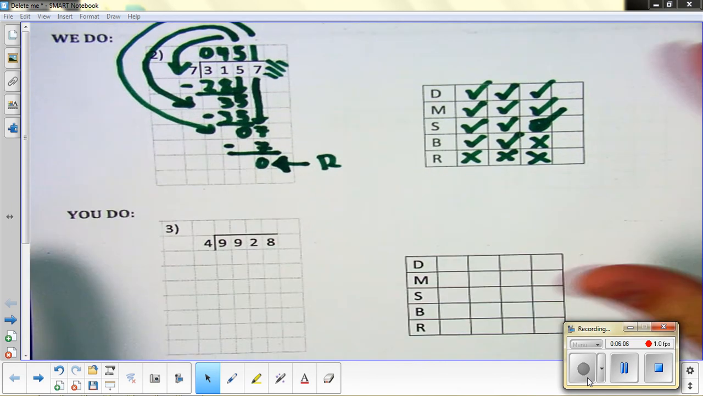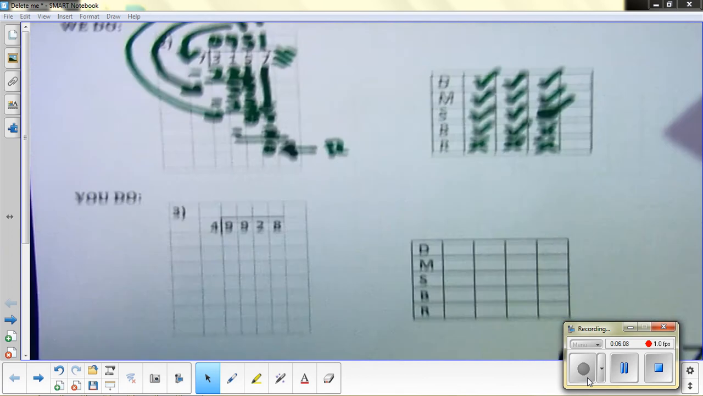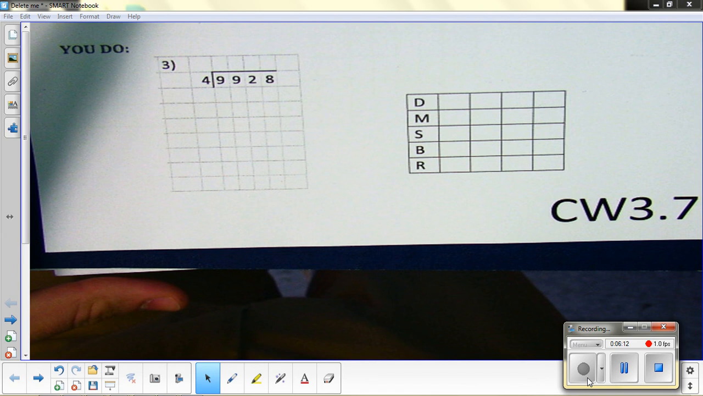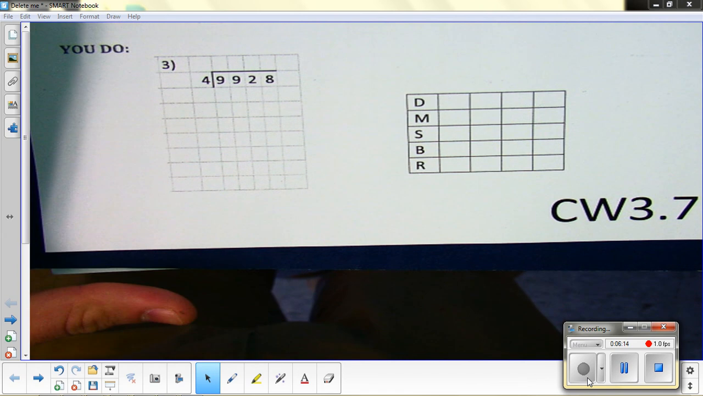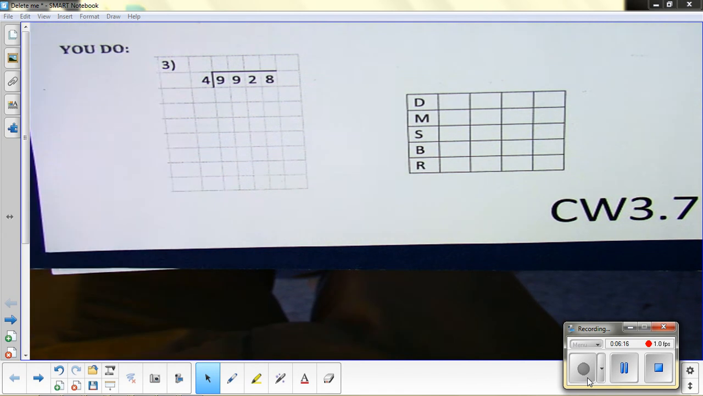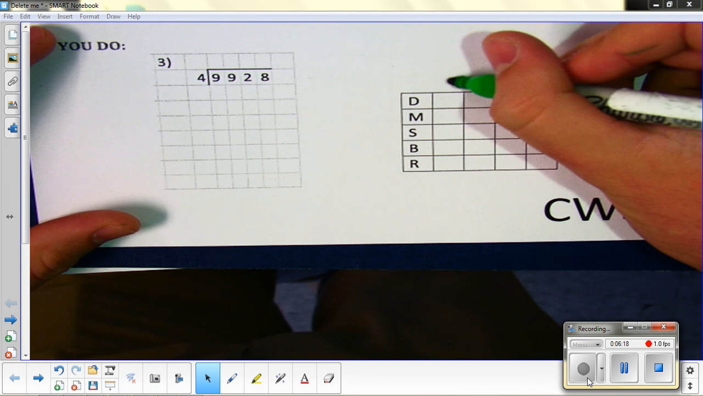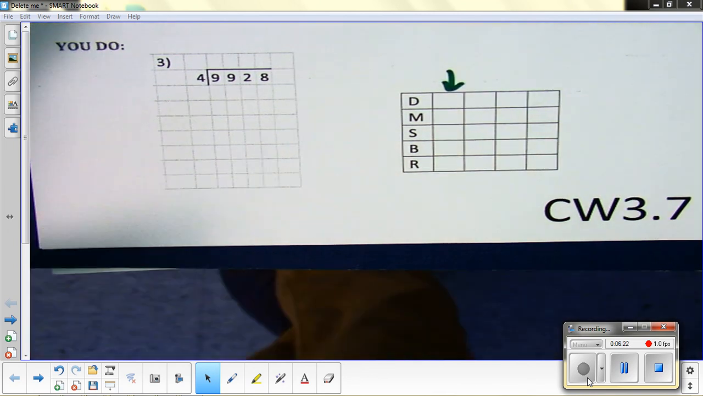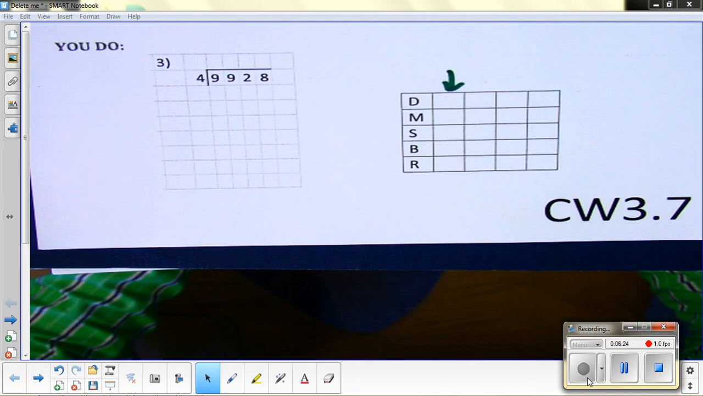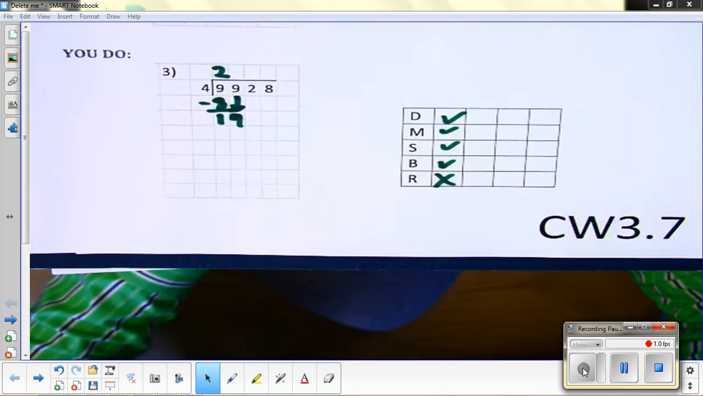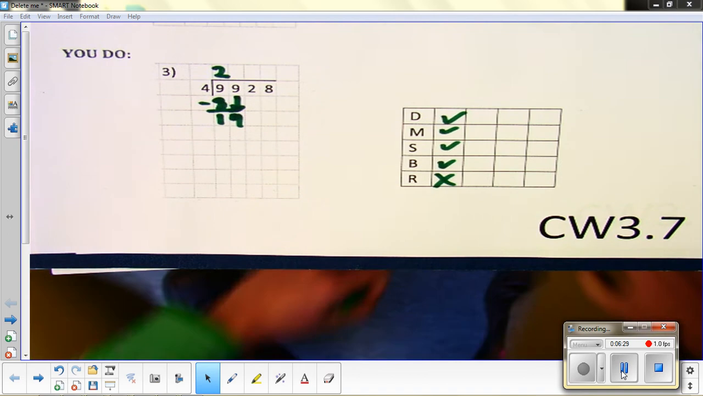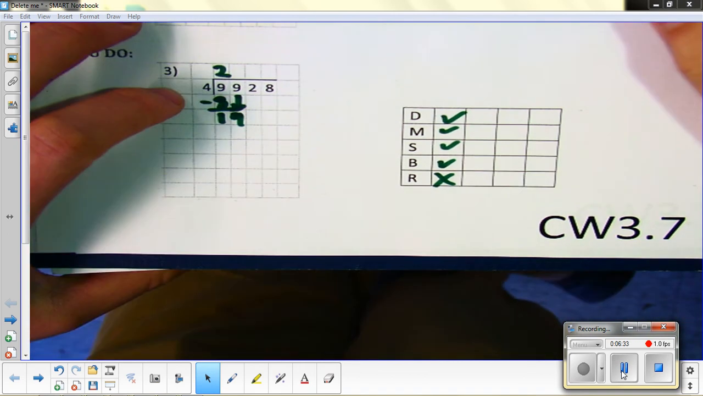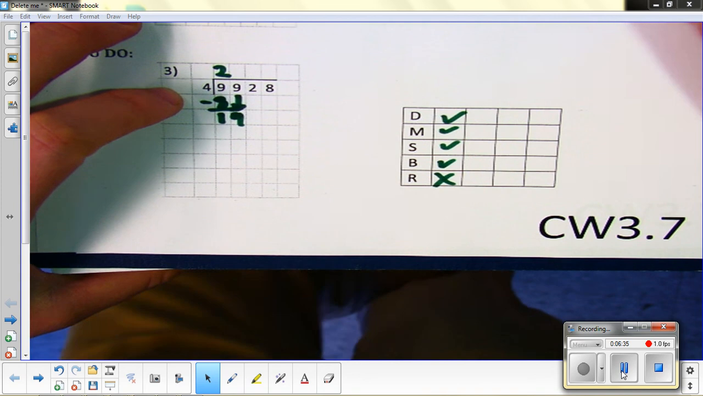Let's finish up with the you do. Go ahead and start the you do and pause the video. You can check for hints after finishing one column of the steps at a time. Make sure that if you don't have this, you erase.